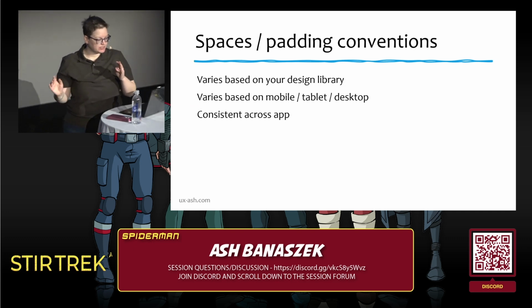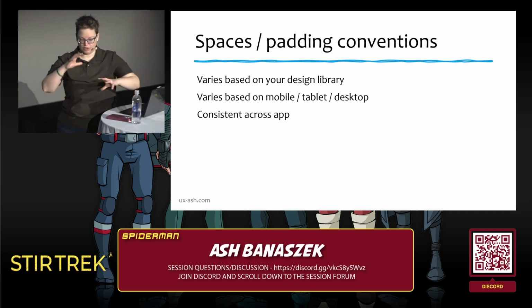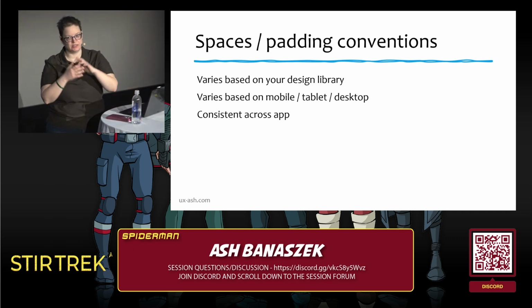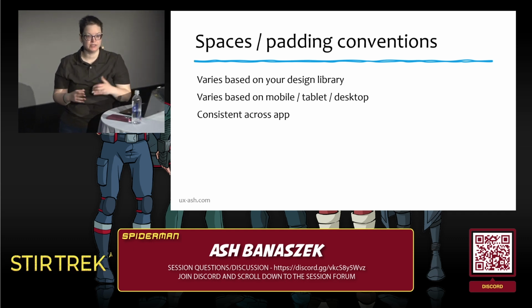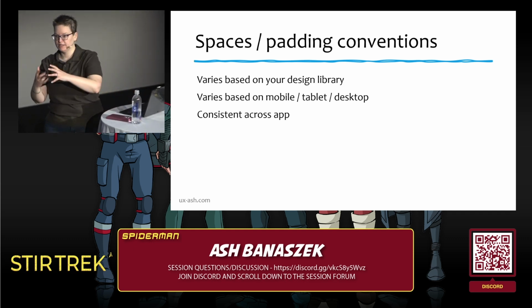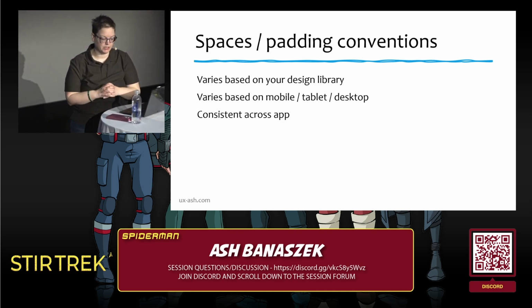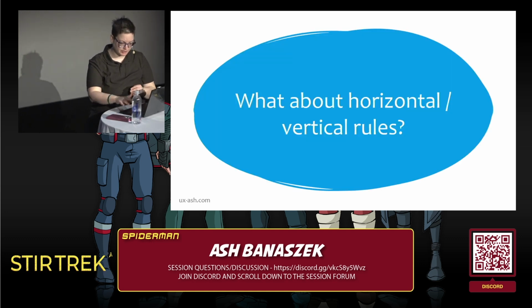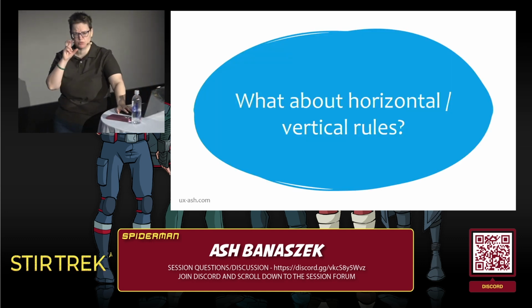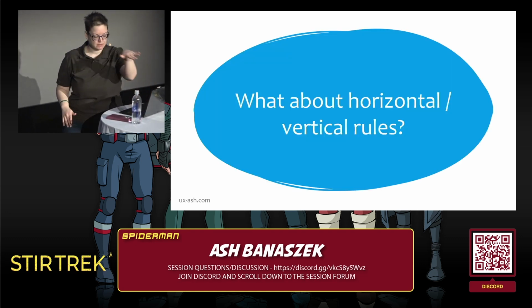So based on your design library, based on the screen sizes you're designing for, based on the context of the people that are using it, are they vision impaired? Are they using it on a moving surface and they need bigger touch targets, et cetera? You need to decide how big things are going to be, how big your grid needs to be in order to do this.